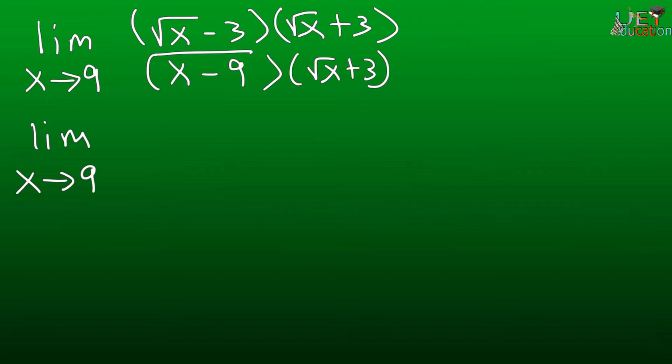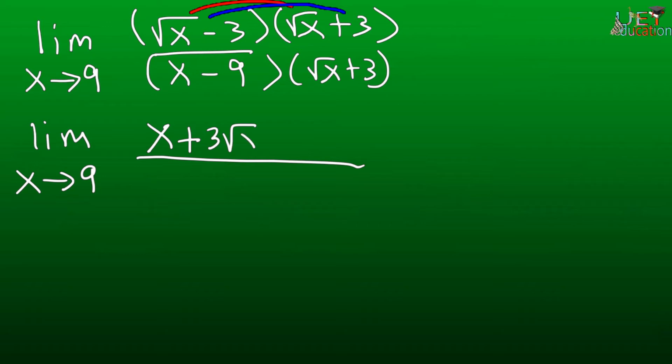So in the numerator, we need to FOIL. The square root of x times the square root of x is the square root of x squared, which is simply x. And then we have the square root of x times 3, so that's going to be plus 3 square root x. And then these two will form negative 3 square root x. And finally, we have negative 3 times positive 3, which is negative 9.